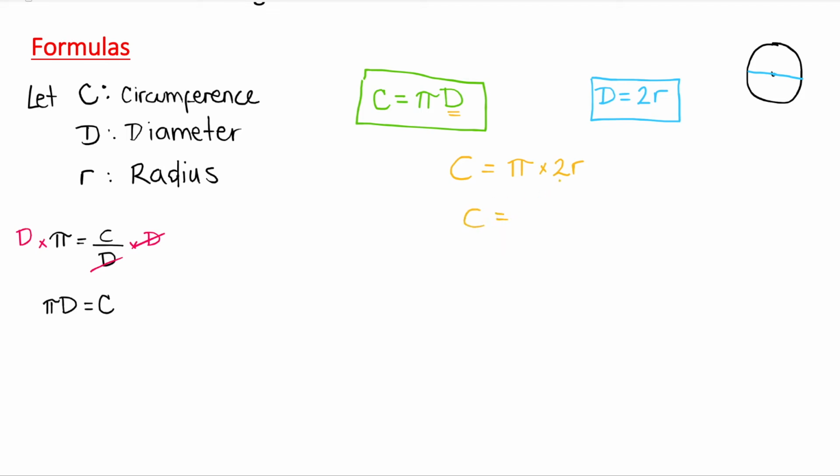So I put the 2 first because it's looking as a number. So we always put the number first, and then the pi, which is also a number, but it's the symbol representing a number, and then we have r, which is our radius. And that means that this is our third formula that we need to remember for this unit. Wonderful. Let's do some examples.